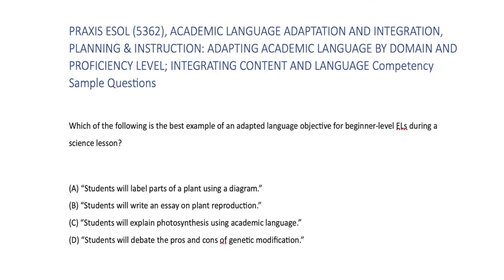Which of the following is the best example of an adapted language objective for beginner-level ELs during a science lesson? Would it be A, students will label parts of a plant using a diagram? B, students will write an essay on plant reproduction? C, students will explain photosynthesis using academic language? Or D, students will debate the pros and cons of genetic modification?